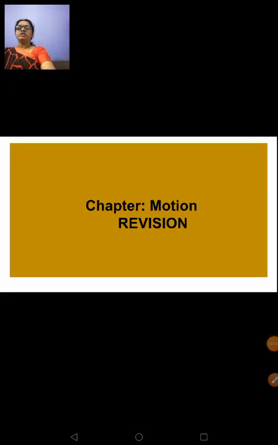Again, we are continuing with the revision of this chapter, that is motion. In the previous class, we have revised the definitions, graphical patterns, scalar and vector quantities pertaining to this lesson. In today's session, we'll be revising the question answers.